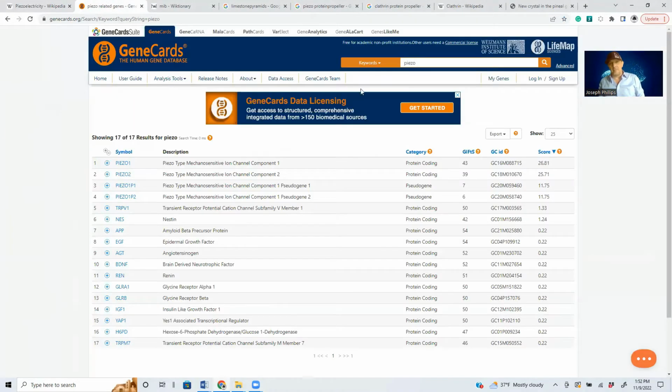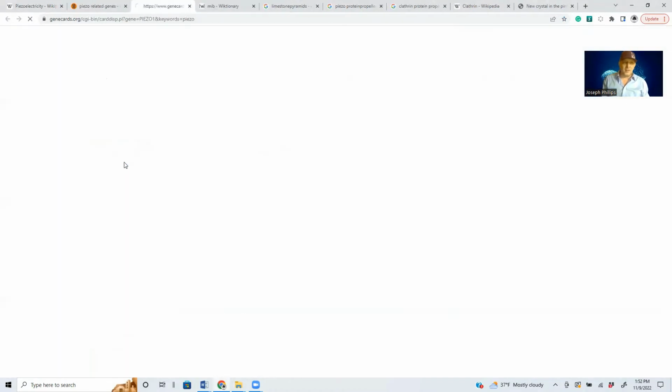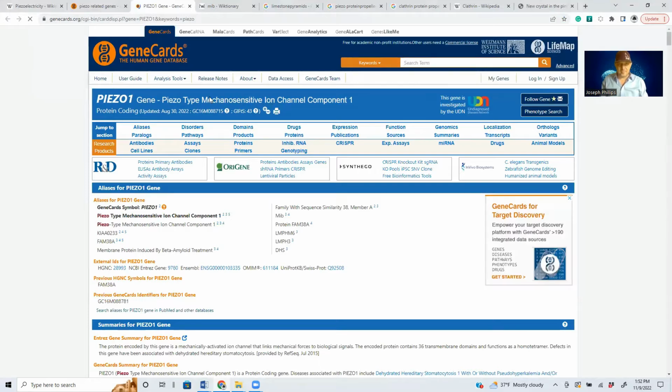So if I come over here and type in piezo, we can look at piezo 1 here, is a mechanosensitive ion channel. Ion is electricity. And then they have an alias down here for the gene, MIB, which doesn't really fit too well. So I started investigating a little bit more about why they have the alias named MIB, and it doesn't stand for Man in Black either.